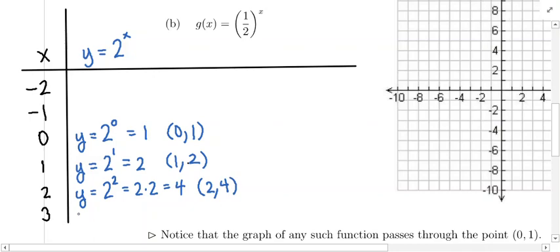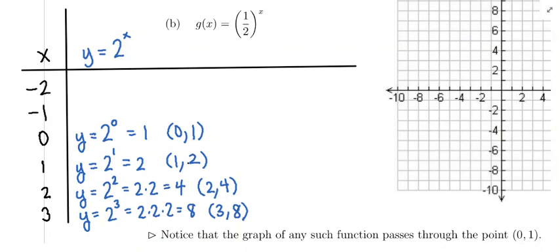Then I'll plug in x equals 3. So I'll get y equals 2 to the third power. That means you're going to take 2 and multiply it by itself 3 times. So 2 times 2 is 4, times 2 is 8. So if x is 3, y is 8. That's good, we've got a lot of points. But now we're going to plug in some of the negative values to see what happens.